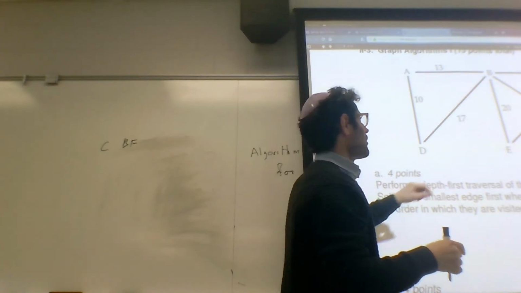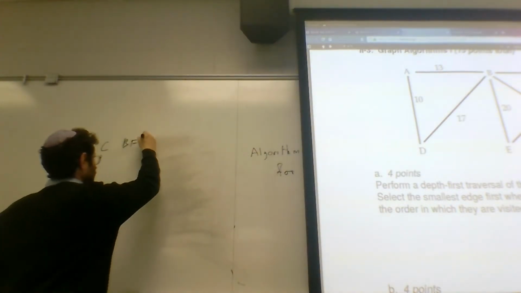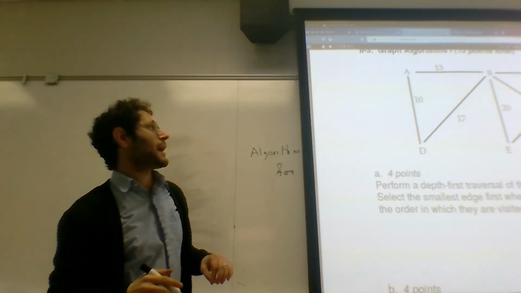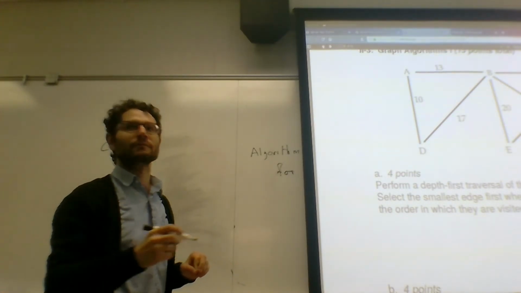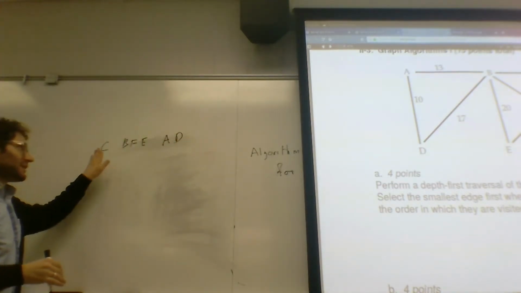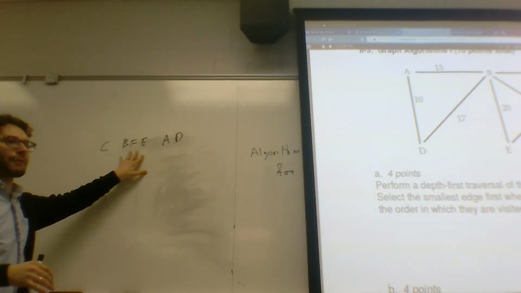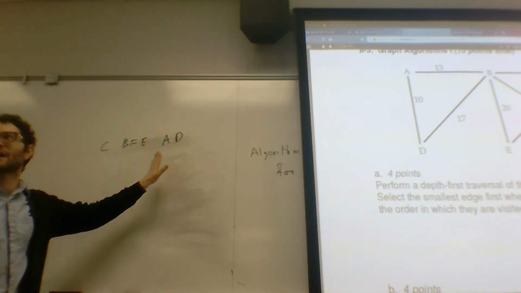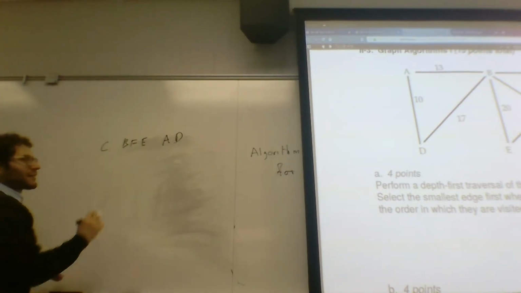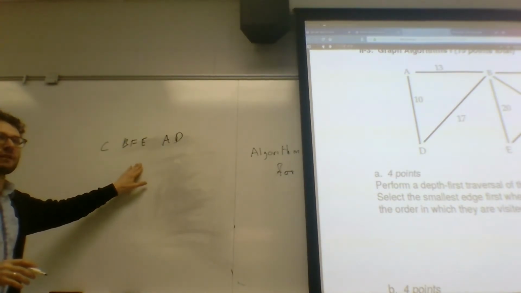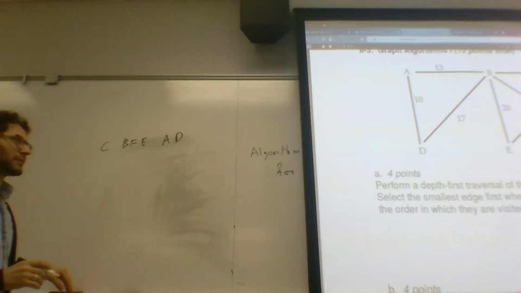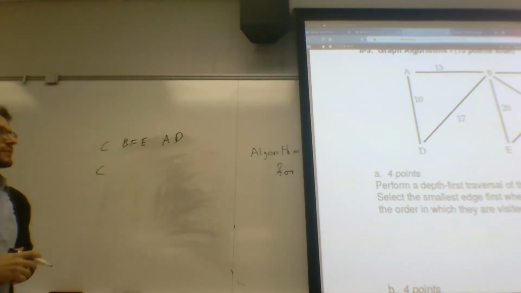So we have B, F, and E for our one-hop neighbors. And then for our two-hop neighbors, we have A and D. So we know that this group of 3 is going to come before this group of 2. That's what I'm getting at here. This is not our answer; I'm just using this to make sure we don't get confused. So we start at C.